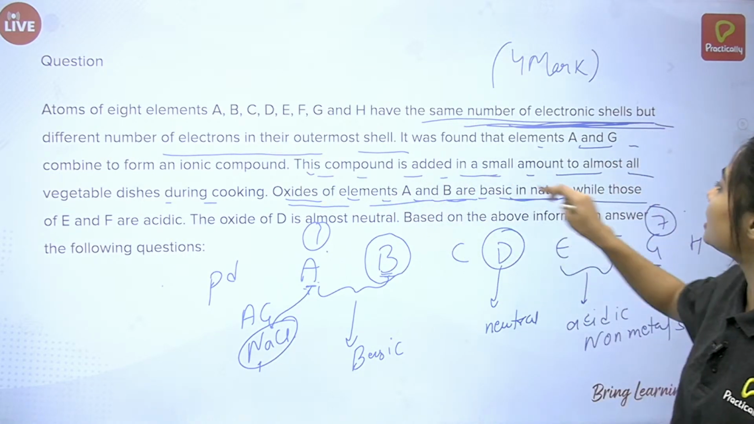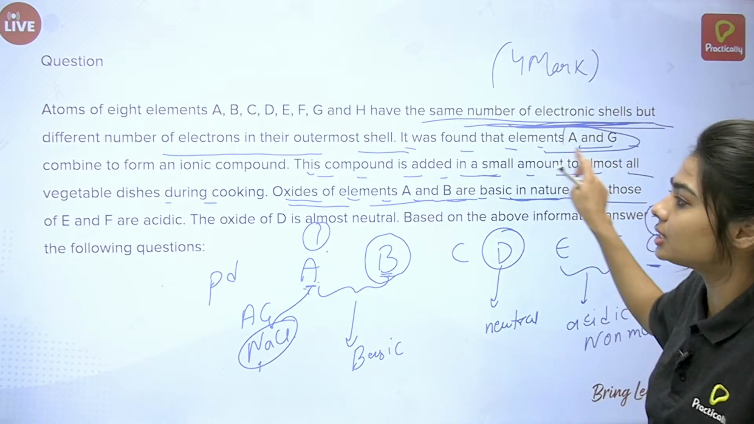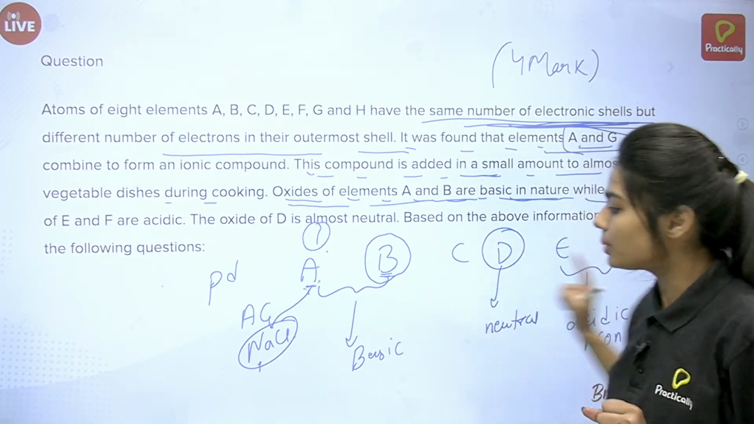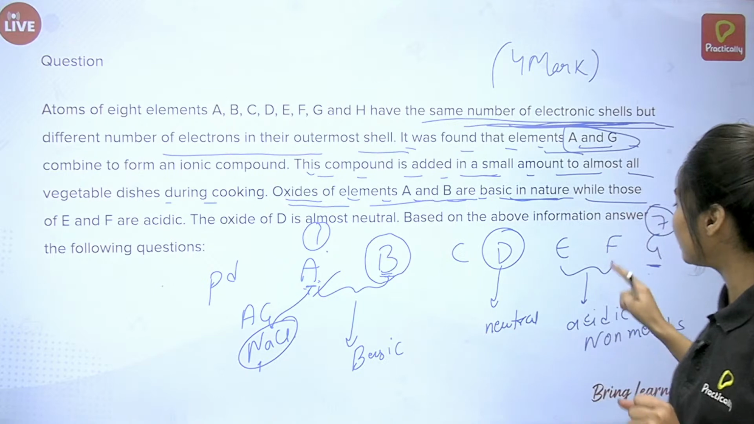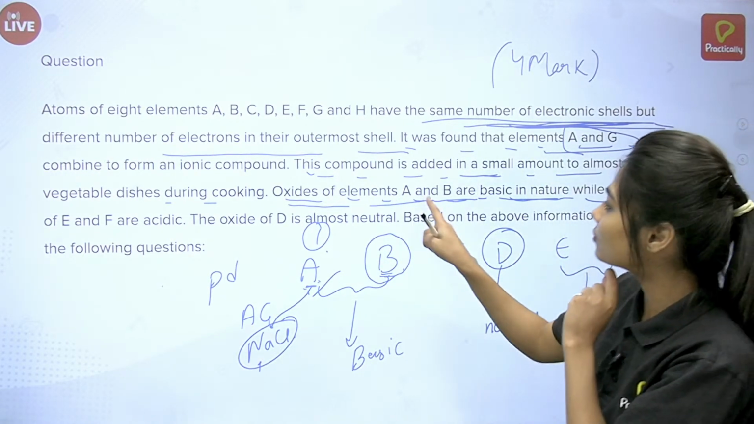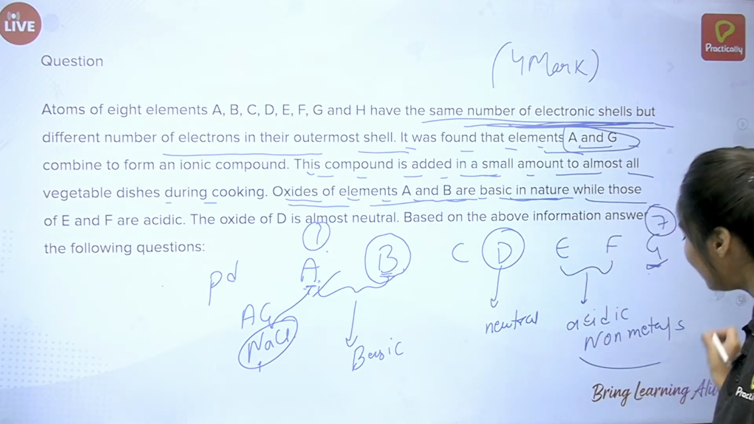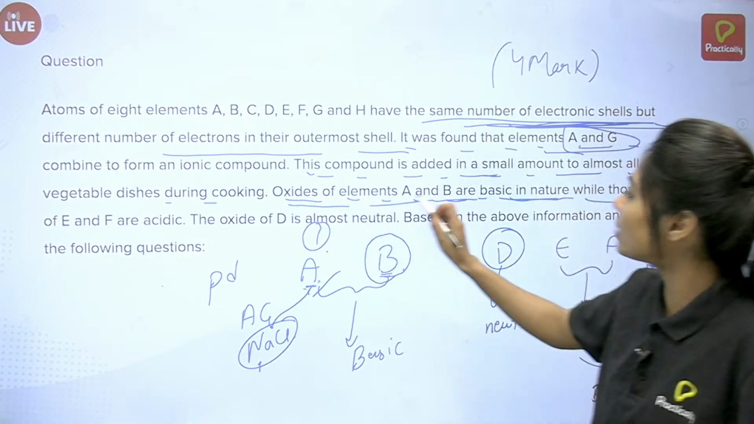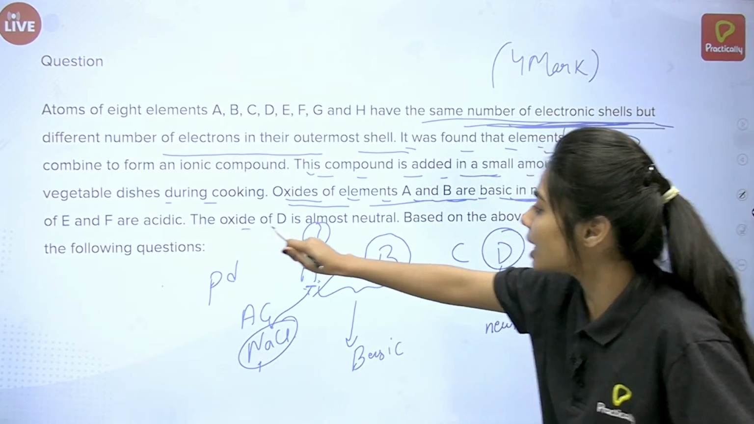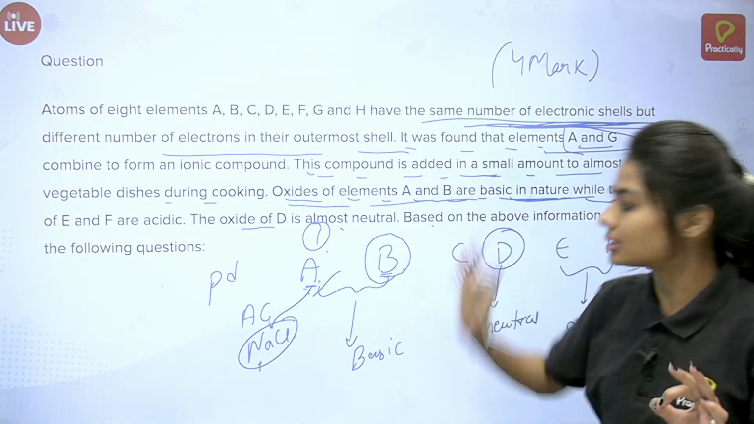It was found that elements A and G combine to form an ionic compound. Okay. They are forming an ionic compound because one is a metal and another one is a non-metal. Now B and F, what is there? Oxides of E and F are acidic in nature. Both are non-metals. So here oxides of metals A and B are basic in nature while those of E and F are acidic. The oxide of D is almost neutral. Based on the above information, answer the following question.